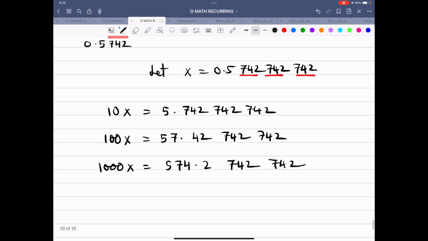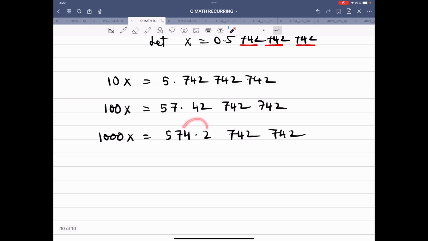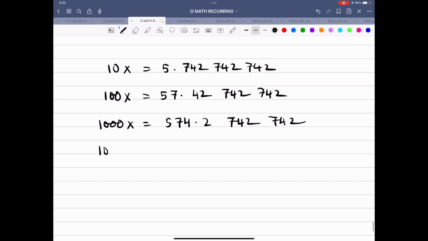Now wait for a second. Why am I going to this much length? Because this and this and this, they all are different. So I need to just multiply once more. So 10,000x is equal to 5742.742742 and so on.